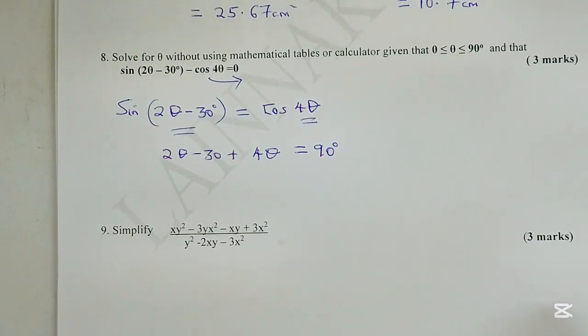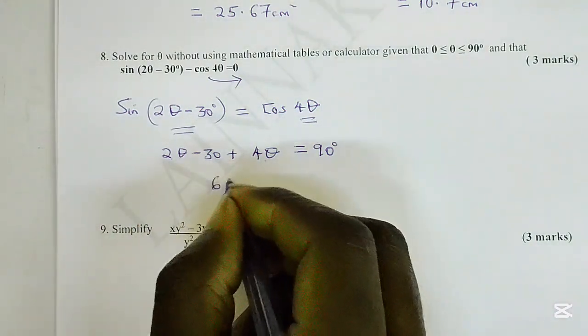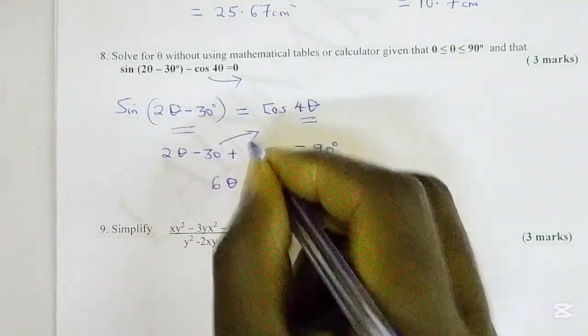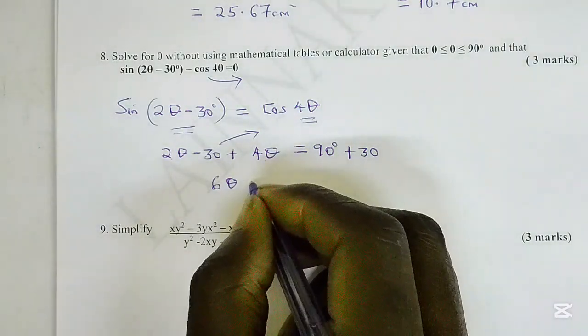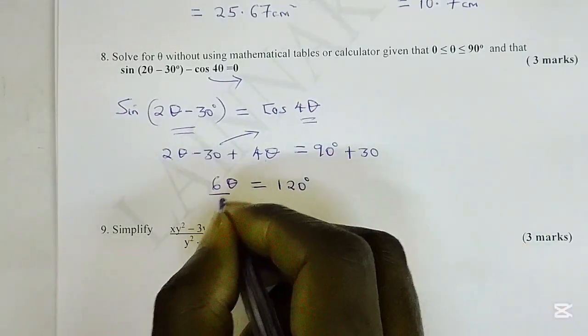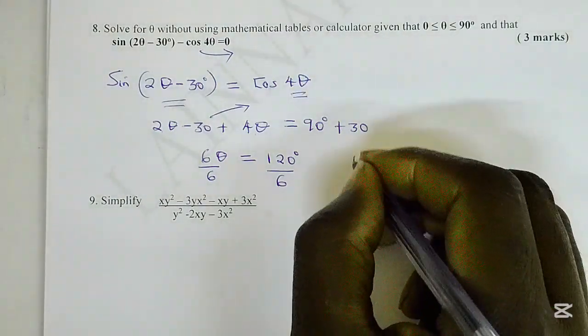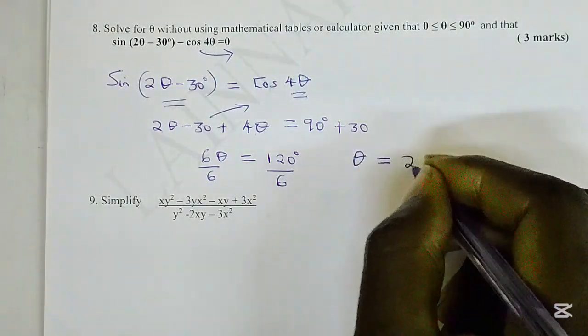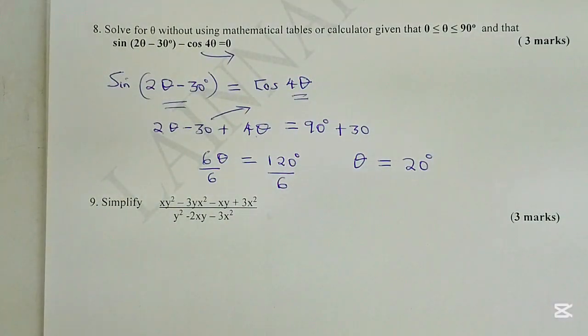So in this particular case, 2 theta plus 4 theta gives me 6 theta. Then 30, take it to the other end, it becomes plus 30. So 6 theta equals 120 degrees. Divide here by 6, divide here by 6, and you find that the value of theta is equal to 20 degrees. So we are supposed to find the value of theta without using a mathematical table or a calculator.